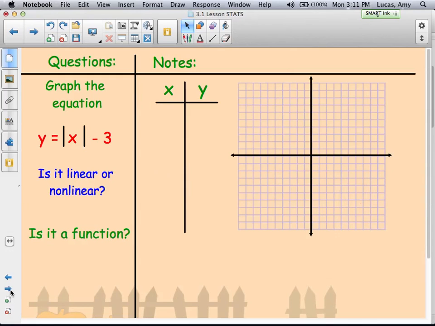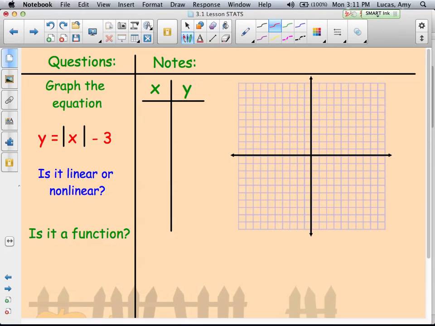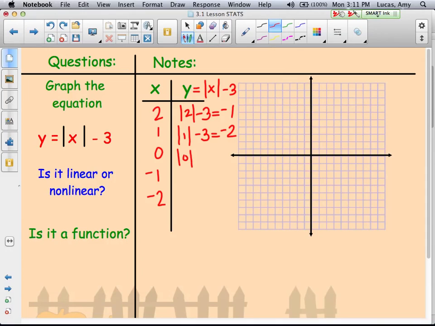All right, our last one. This last one, we've got absolute value. Y equals the absolute value of x minus 3. So if I stick with my same five values to plug in, the absolute value of 2 is 2. 2 minus 3 is negative 1. Absolute value of 1 is 1. Minus 3 is negative 2. Absolute value of 0 is 0. Minus 3 is negative 3.